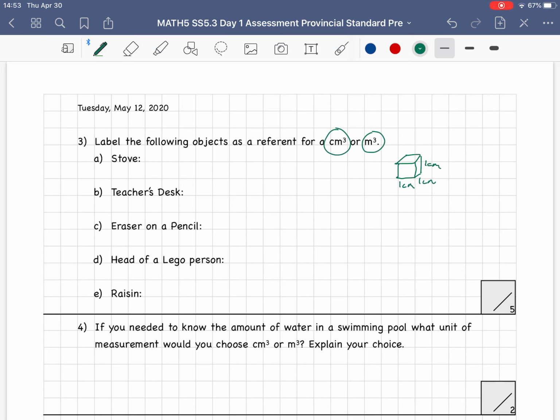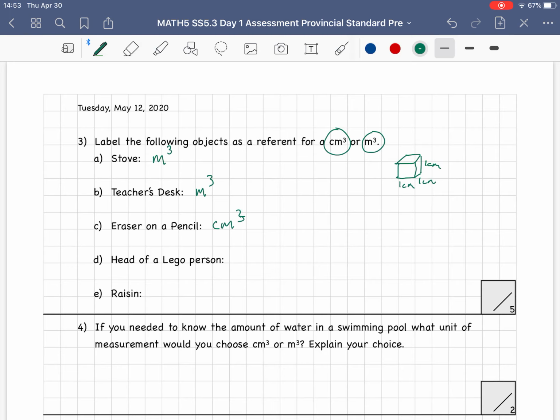So a stove, is that small, like 1 centimeter by 1 centimeter by 1 centimeter? Or is that big, like 1 meter by 1 meter by 1 meter? It's big. That'll be a meter cubed. Teacher's desk, is that small, like a centimeter by centimeter by centimeter? Or is that big, like about a meter by a meter by a meter? That's big. The eraser on a pencil, it's small.